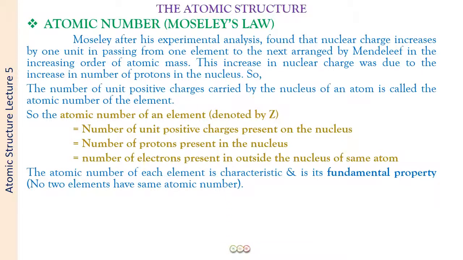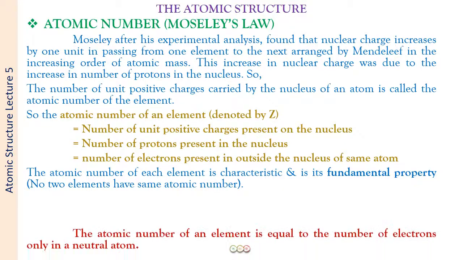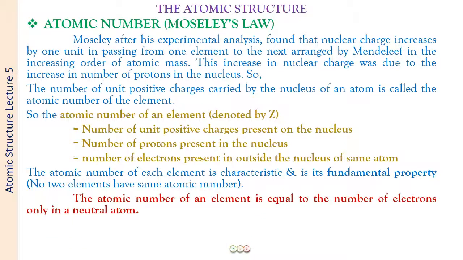And the atomic number of each element, please remember, is characteristic. No two elements have the same atomic number. Hence, the atomic number of each element is its fundamental property. And one more important thing is that the atomic number of the element is equal to the number of electrons only in a neutral atom. Right? So we said that the atomic number of the element is equal to the number of electrons orbiting outside the nucleus. So it is only the case when the atom is neutral.